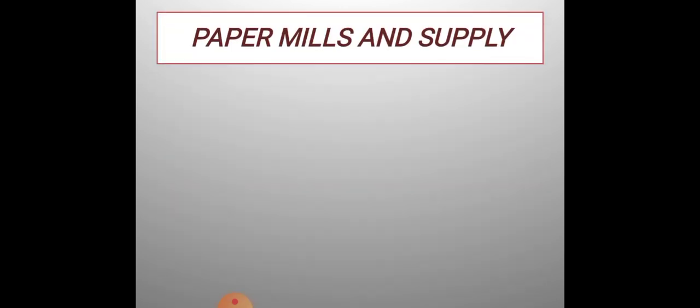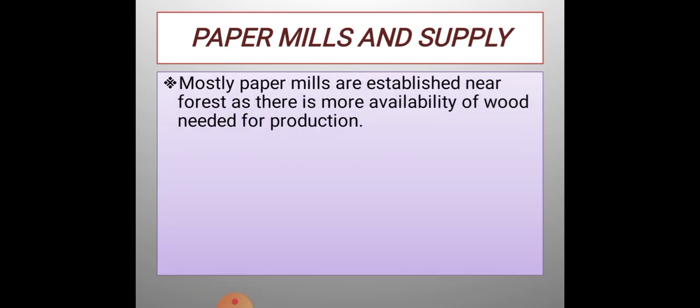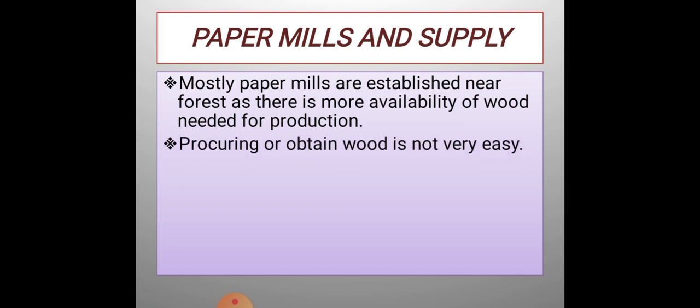Then how do they get the supply? They can't just go and cut the trees on the roads, right? So they have contractors. Contractors are contacted in order to provide them a supply of wood. And in order to avoid contractors or middlemen, most of the mills are located close to forest areas, so that they can have a good availability of wood near the forest.